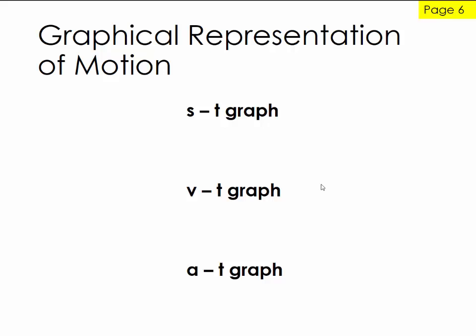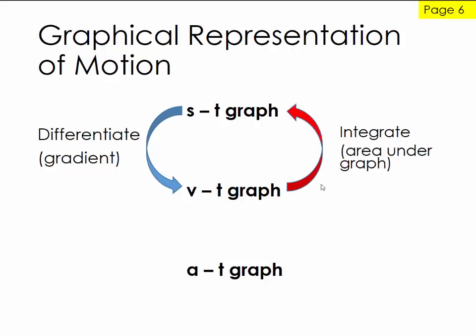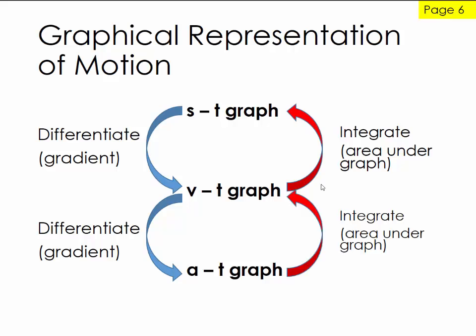Now we just want to summarize quickly the relationship between the s-t graph, v-t graph, and a-t graph. If you differentiate the s-t graph, or rather the gradient of the s-t graph, it will equal the velocity. If you integrate the v-t graph to get the area, the area will help us find the value of displacement. Area of the v-t graph represents displacement. Similarly, if you differentiate velocity with respect to time, that means you use the gradient of the v-t graph, you will get the acceleration. And similarly, if you find the area of the a-t graph, that will be the value of the velocity.